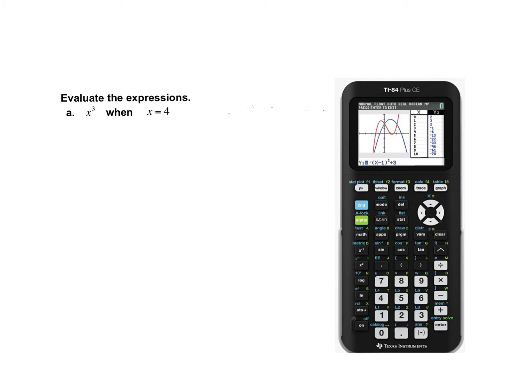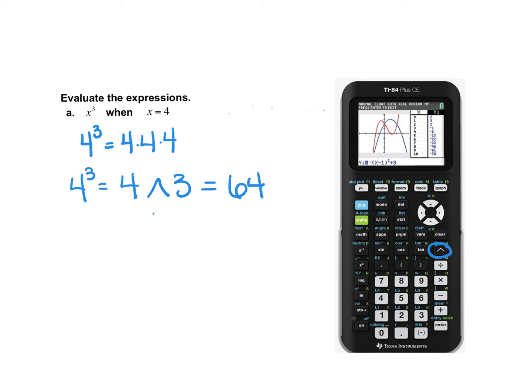All right, evaluate the expressions. Letter A, we have x to the 3rd when x is equal to 4. So remember, what we're doing is substituting in that x for a 4. So we're going to have 4 to the 3rd power. Now remember that we know that this is 4 times 4 times 4. But let's also take a look at how we would enter this into the calculator. If I had 4 to the 3rd power, you are going to enter that using what's called the caret button. So you would put in a 4, go to the caret button, enter the 3rd power, and then press enter or equals, and you would find that that's equal to 64. Because 4 times 4 times 4 is equal to 64.